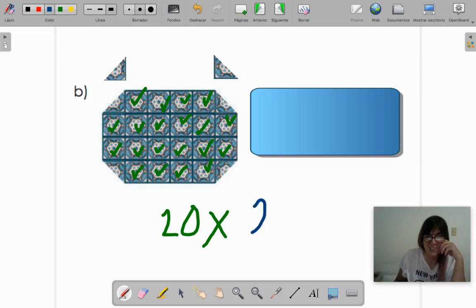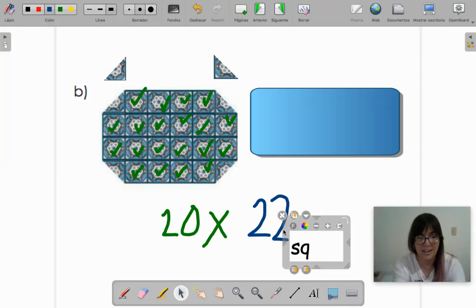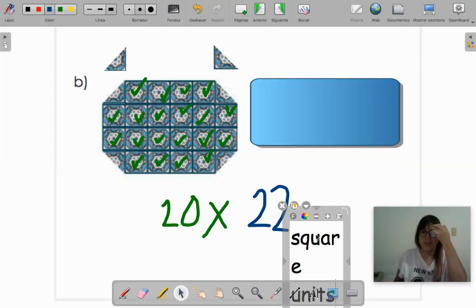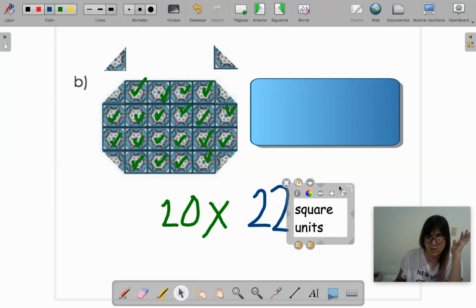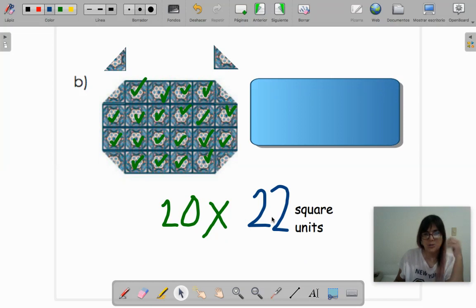Yay! All the ones that said 22 square units, oh my God, a pat on your back. Square units. It doesn't matter if you didn't put square units. You're gonna get used to putting it right now. As long as you said it was 22, a pat on your back. Very good. Excellent, boys. I am so happy.